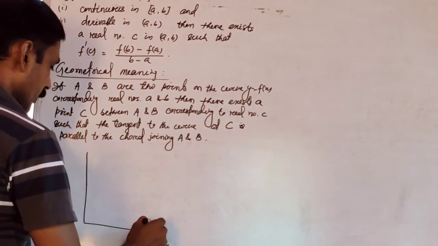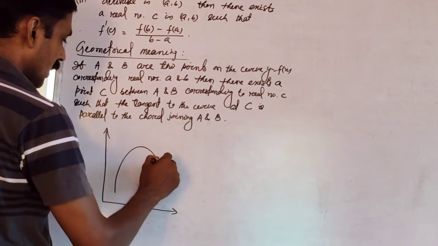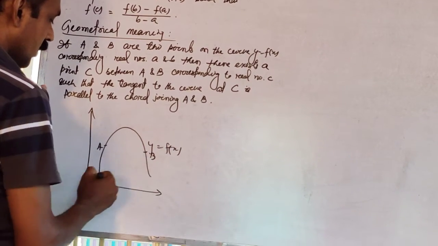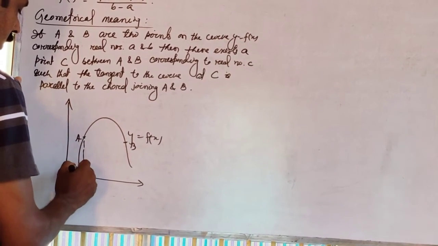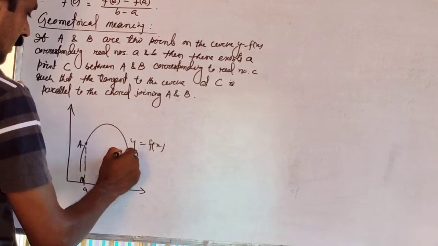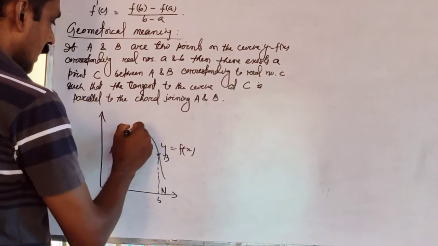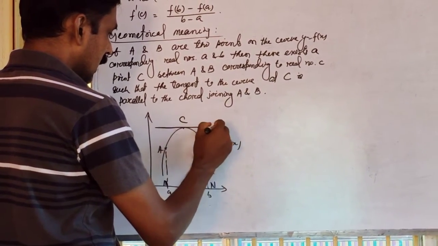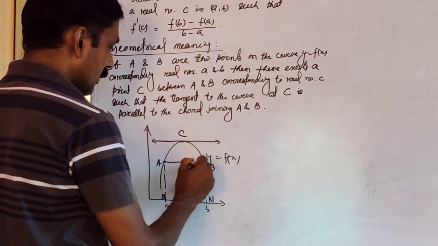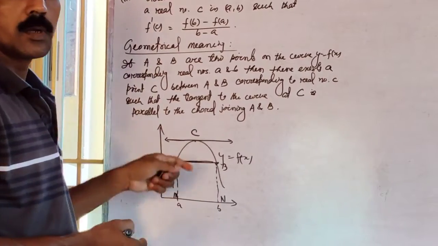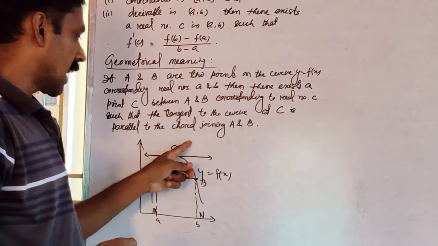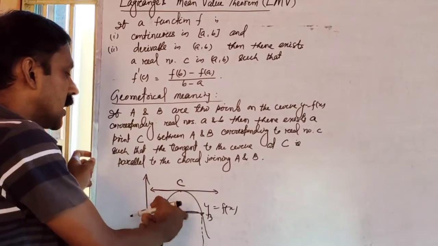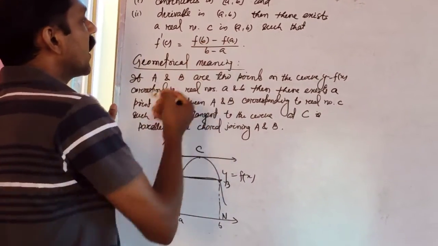Here again, this is y equal to f of x. Suppose this is one point A, this is another point B, and here you can take a point C. And here this tangent is parallel to the line joining A and B. In Rolle's theorem, the tangent is parallel to the x-axis. In the mean value theorem, the tangent is parallel to the chord, because here is f of b minus f of a.